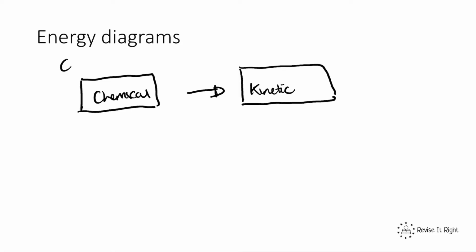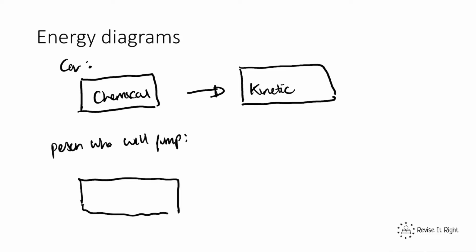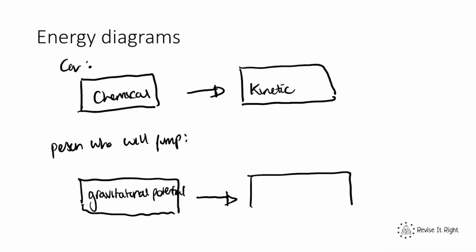When you have an individual that is just about to jump, a person who will jump from a cliff, when they're above the cliff, they have gravitational potential energy because they're above the ground. And when they jump, that will get transferred to kinetic energy because they will be moving. So energy diagrams are just there to show those transfers in energy.